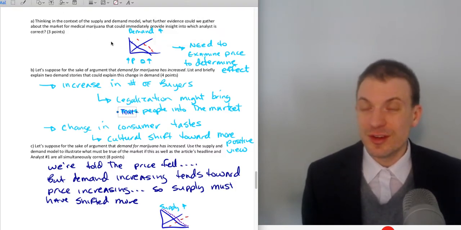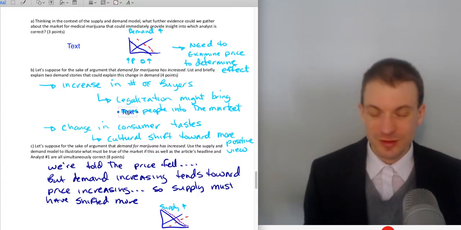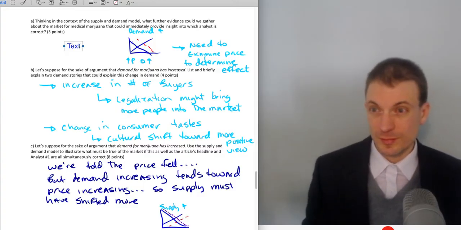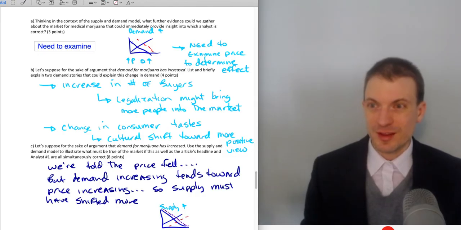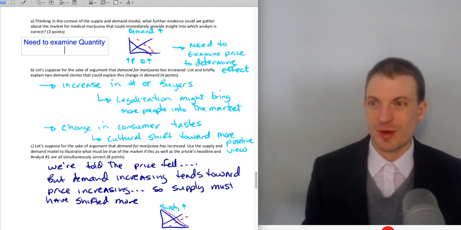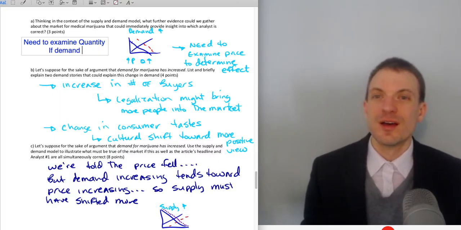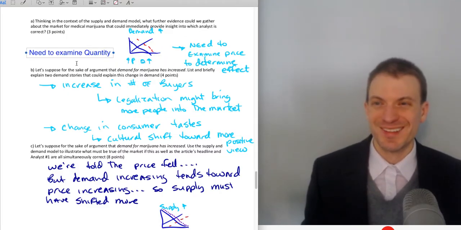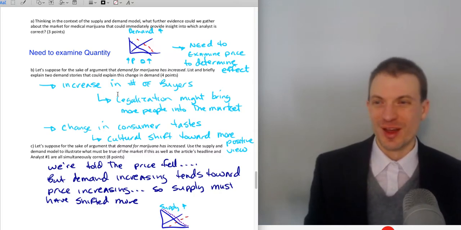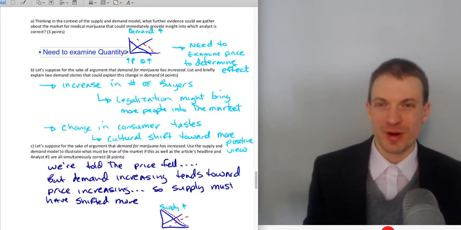So I wonder if I can fix this here. This should be, if I get my text box. Oh, now I got a million text boxes. Need to examine quantity. I'll just put this here. That doesn't work. That's horrible. All right, need to examine quantity, not price.